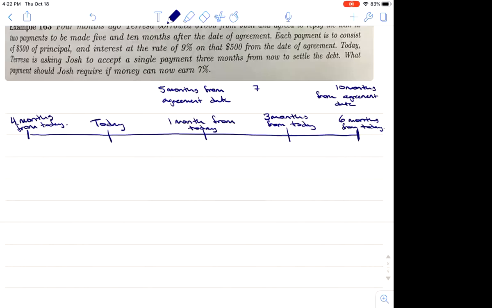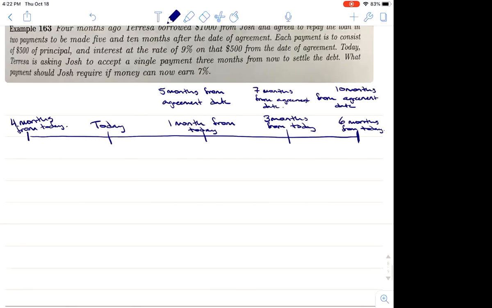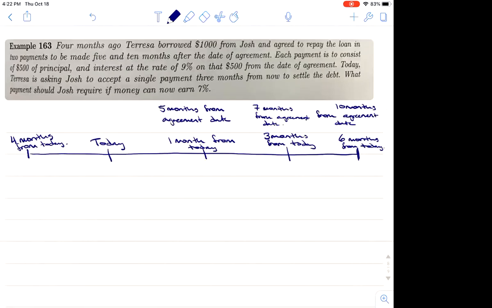Yeah, but you could say, okay, well, from today, that's, and then 4 months ago. Then you could just say that that's 7 months from agreement date. So you could have gone that route as well. Okay. All right. We're still breathing.